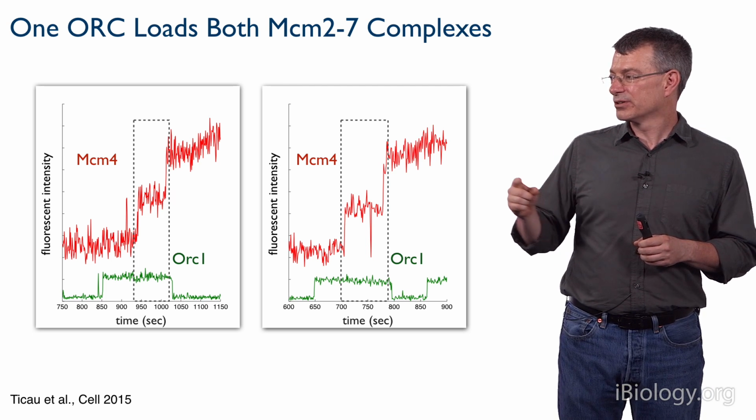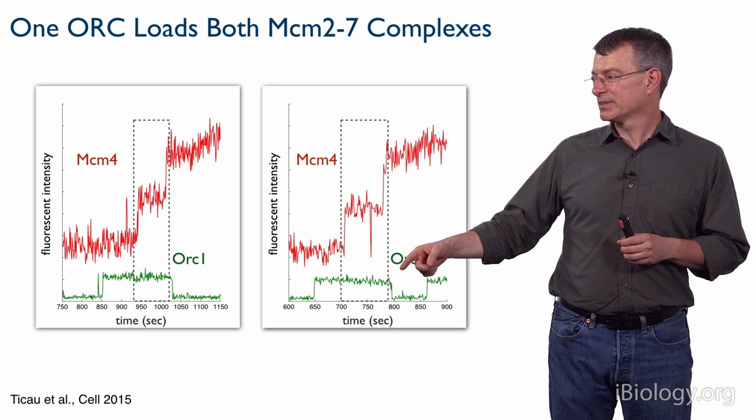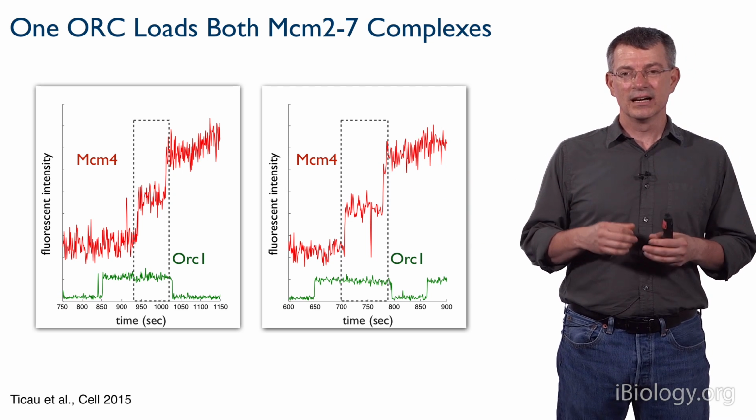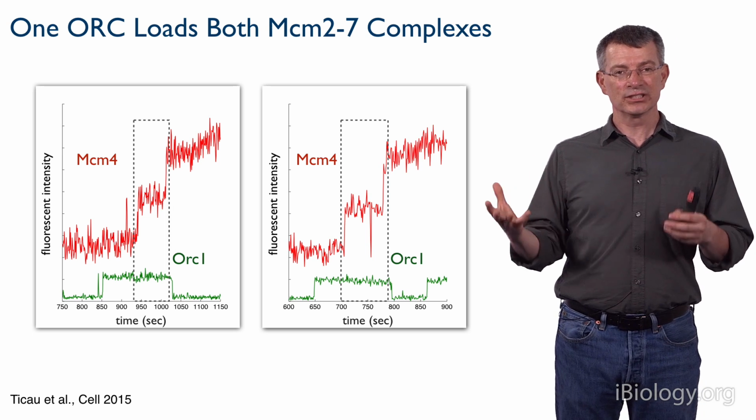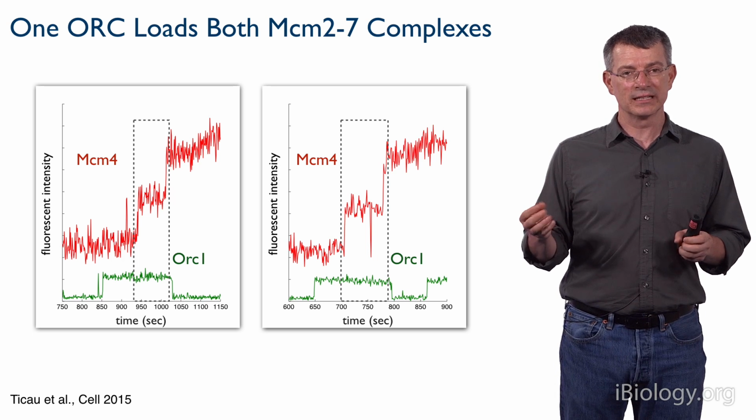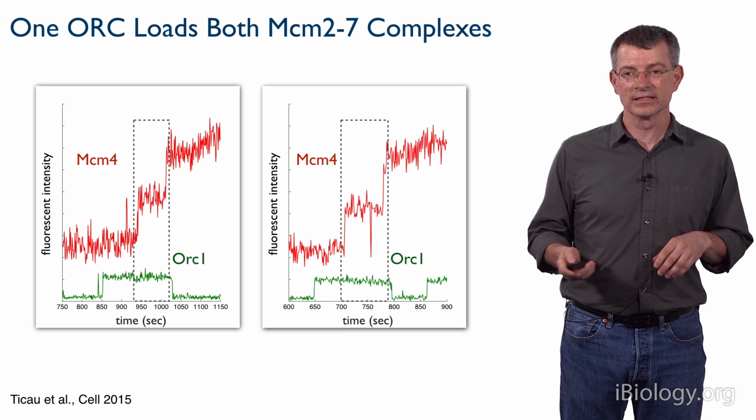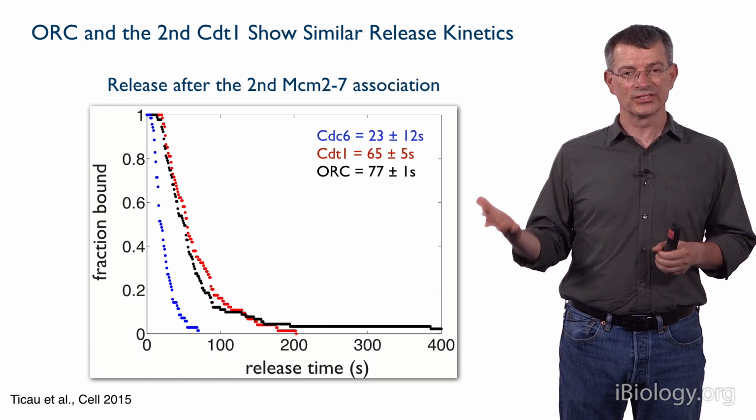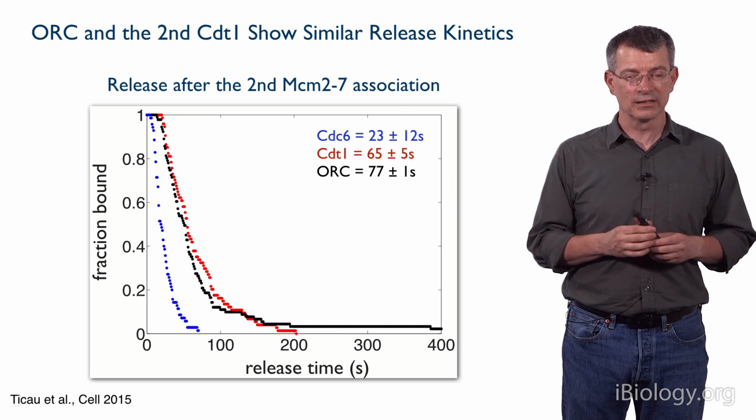What I think you'll also notice is that while ORC stays on the DNA after the first loading event, it's rapidly released after the second loading event. And this suggests that the ORC release might be connected to completion of a double-hexamer assembly. And we wondered whether this might be temporally connected to some of the release events that we looked at earlier. So we again determined the time of ORC release relative to the arrival of the second MCM, okay, because after the first MCM it stays on for a very long time.